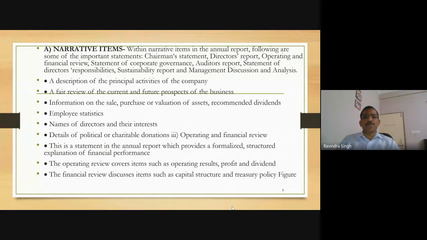Information on the sale, purchase, or valuation of the assets, employee statistics, names of the directors and their interest, details of the political or charitable donations. This is a statement in the annual report. The operating review covers items and the financial review, etc.